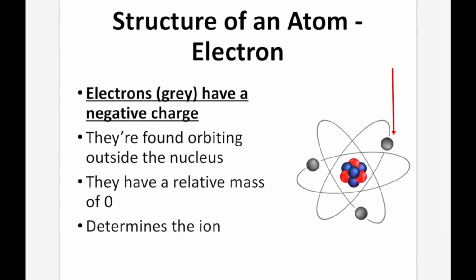Structure of the atom, electron. Electrons, the gray ones, have a negative charge. They're found orbiting outside the nucleus. They have a relative mass of 0, and they determine the ion.